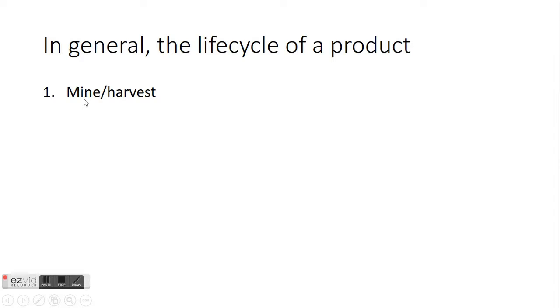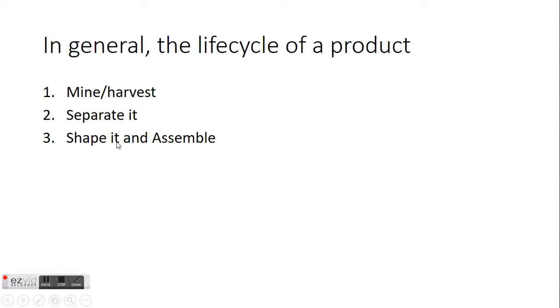If it's something like a mineral needed for your phone, then we would mine it instead of harvest. But we have to collect it from someplace on the earth. Then we have to process it. We have to separate it away from the things that we don't want. So in the case of a t-shirt and cotton, we'd have to separate the actual cotton itself away from the cotton plant.